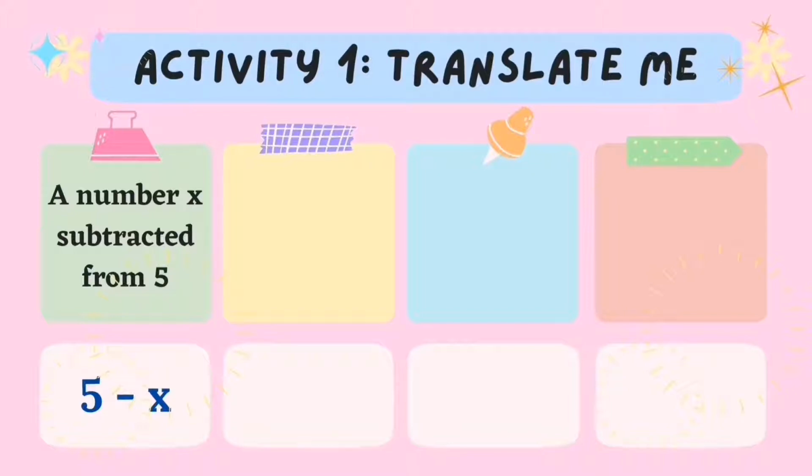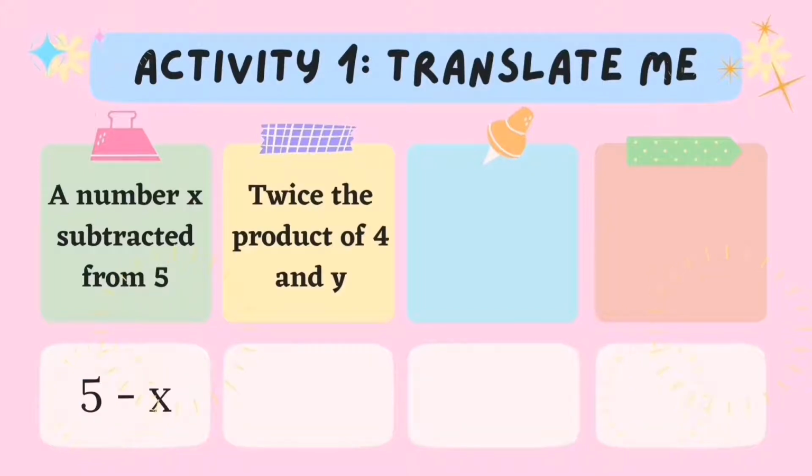Paano nakuha ang sagot na 5 minus x? Ang clue word natin dito, class, ay yung word na subtracted from. So, ibig sabihin, yung variable x daw ay isasubtract mo dun sa 5. Kaya ang sagot natin ay 5 minus x.